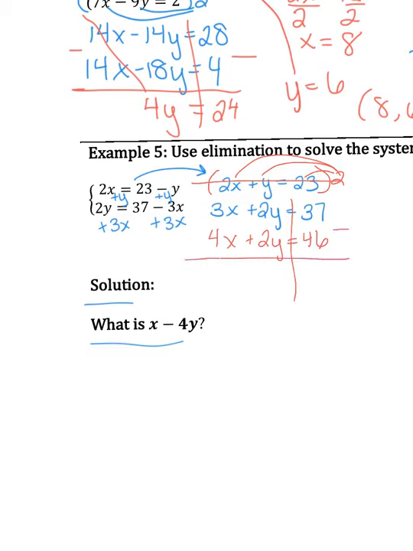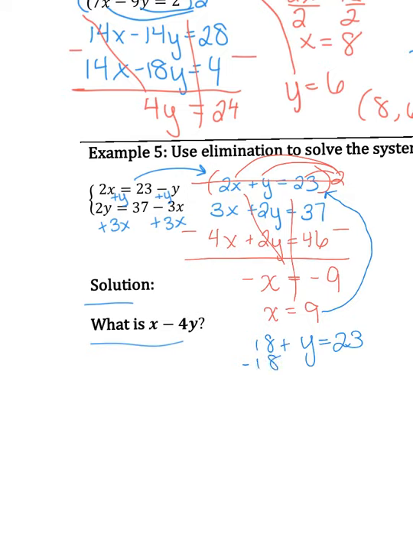And then I can see I'll have to subtract these so that my y's cancel, and I'll get negative x is equal to negative, let's see, 37 minus 46 is negative 9, so x is equal to 9. So now this might be helpful to take that value, actually plug it back into this original equation. So 2 times 9 is 18 plus y is equal to 23, because now all I have to do is subtract 18 to both sides, and I'll get 5. So y is equal to 5.